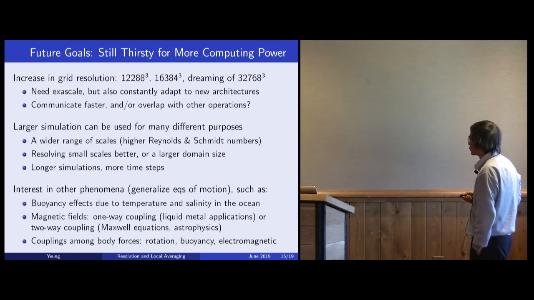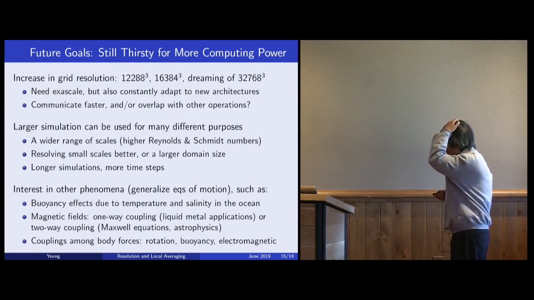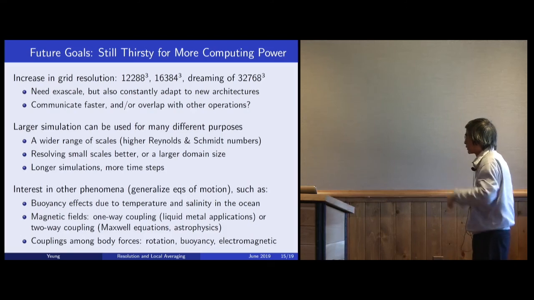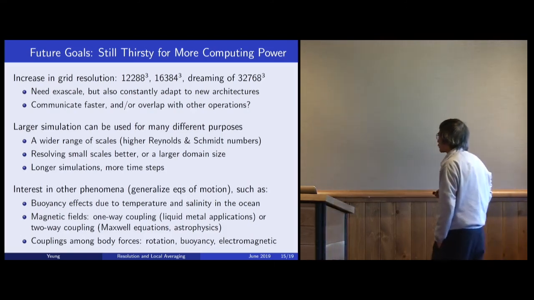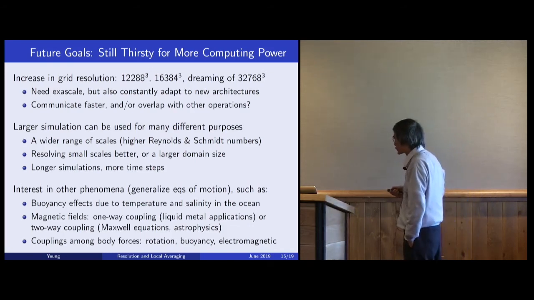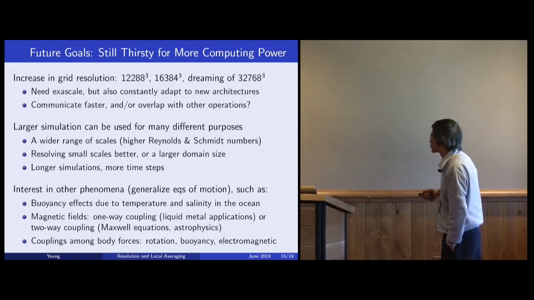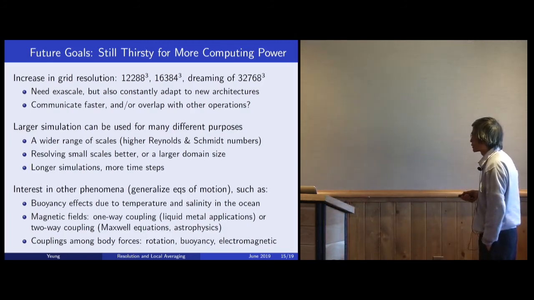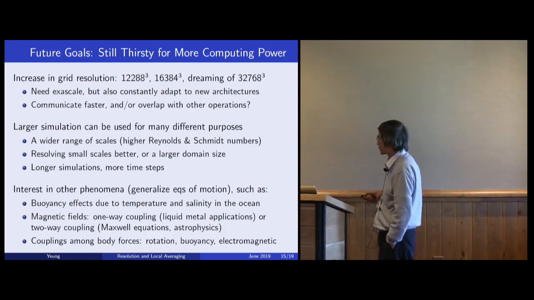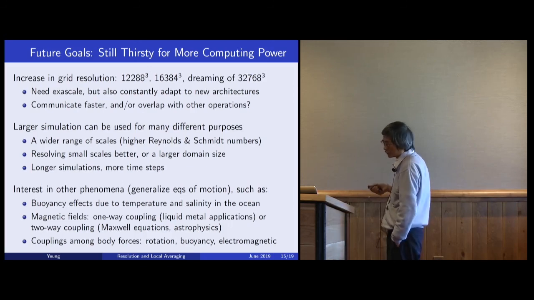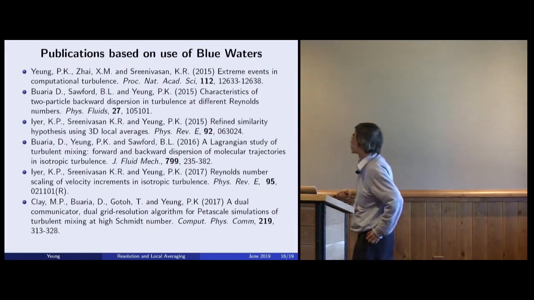We have many reasons for not being satisfied yet, because so many problems about turbulence allow simulation to be used for a lot of very different purposes: for a wider range of scales, resolving the small scales better, longer simulations, and so forth. And what about if we add some other physical effects, buoyancy in the ocean, magnetic fields, and also rotation? All of these lead to additional forces acting on the fluid in the state of turbulent flow.